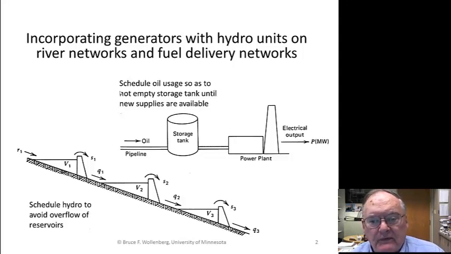two examples. Here's oil coming into a pipeline, and it fills this tank. So we've got so much oil in the tank, and then we're going to draw it back down and run it into the power plant. So we've got oil that's coming in and oil that's coming out. Well, we can't run the tank down to zero. If we do, then we just get to use what's coming in the pipeline, if there's any coming when we want it, and we can't fill the tank beyond its capacity. So there's a storage issue here. And there's a delivery issue through the pipeline.